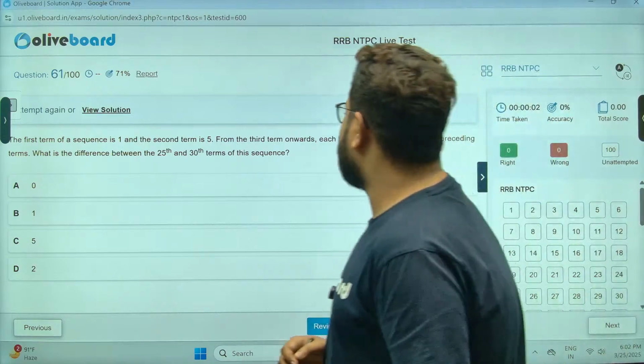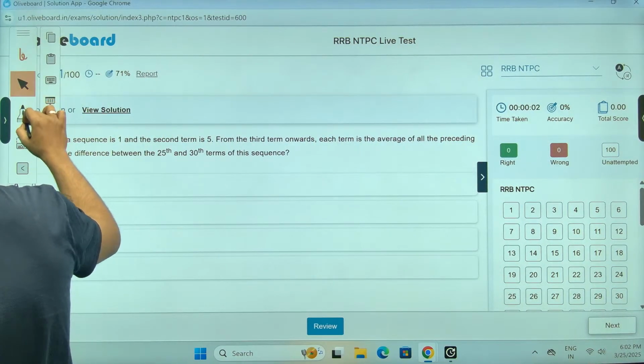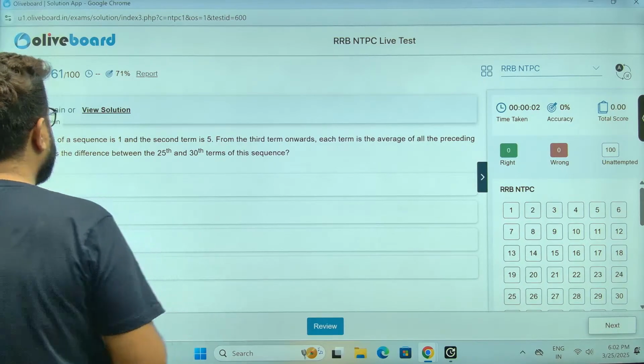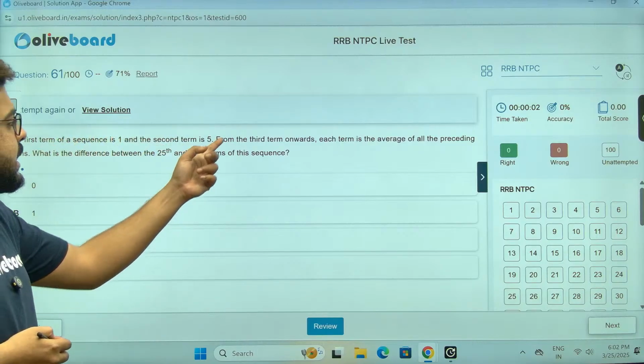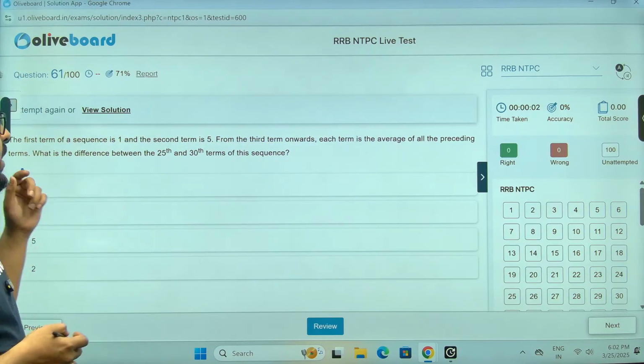This is not AP. It is a sequence and series question. Let's see now, sir. The first term is 1, the second term is 5. From the third term onwards, each term is the average of all the preceding terms.